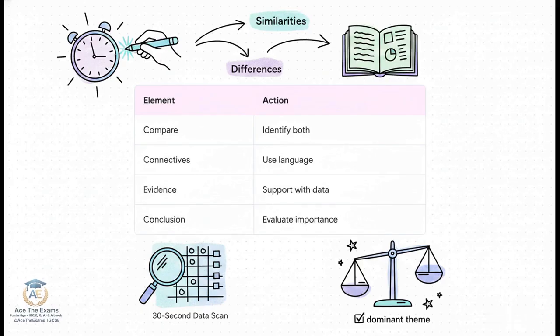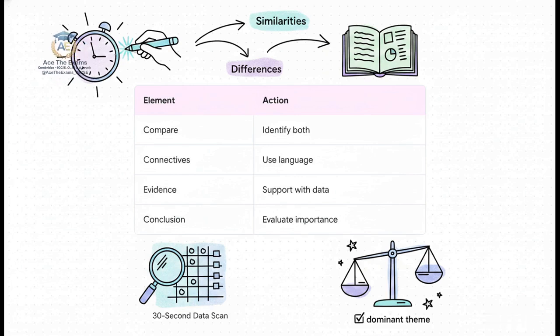Look at the table. You must identify both similarities and differences clearly. You must use appropriate comparative connectives, words like conversely, furthermore, or in contrast. You must support each comparison with hard data from the text. And crucially, your conclusion must evaluate their relative importance. Which theme is dominant and why?